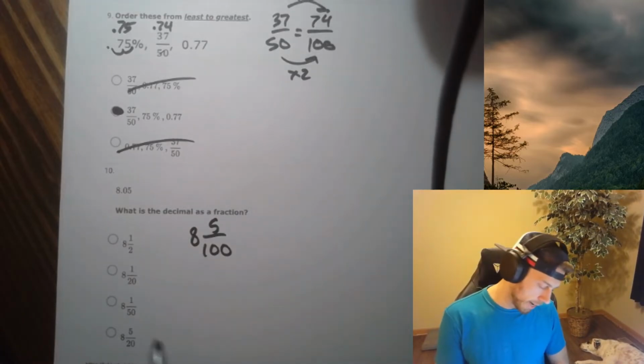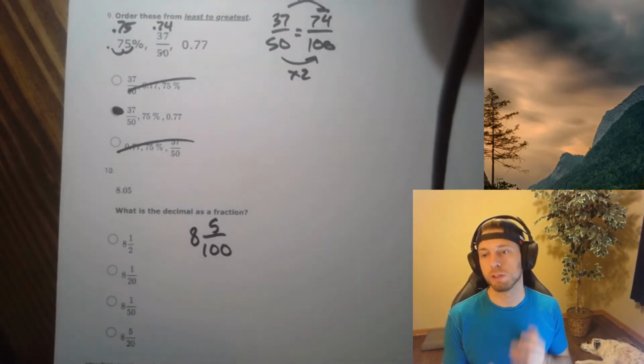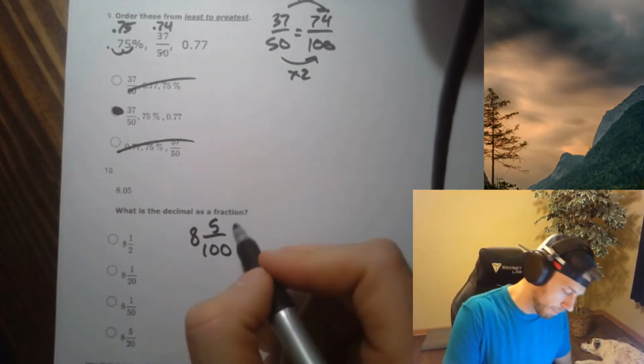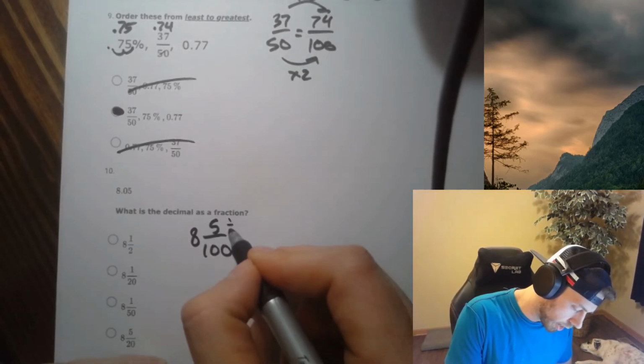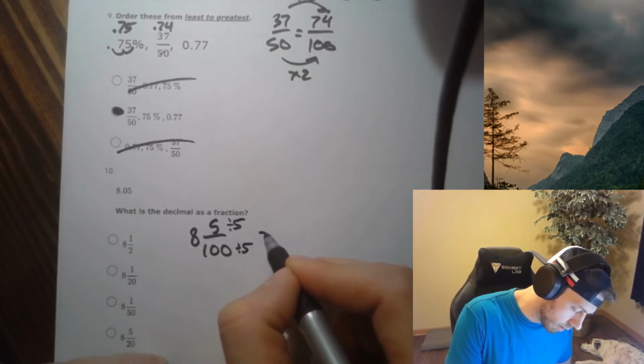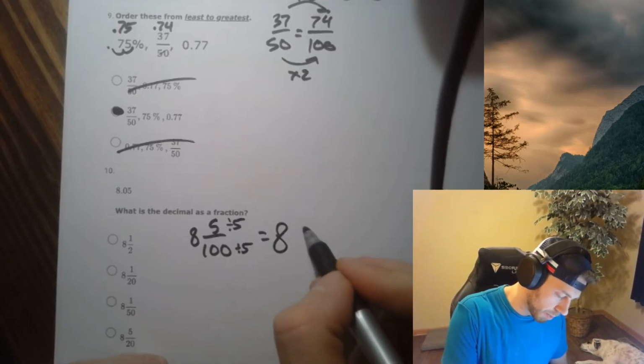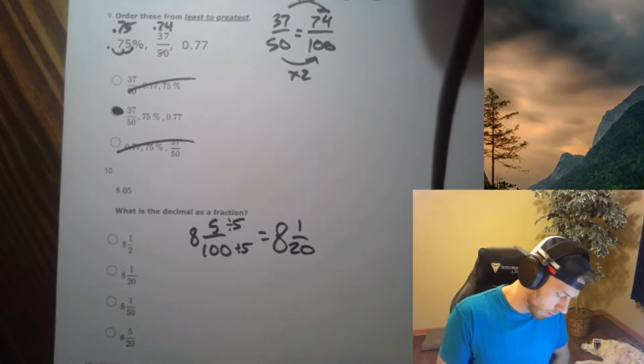Now, if I look on my answer key over here, I don't see 8 and 5 hundredths. Probably means it needs to be simplified. I know that a 5 and 100 share a common factor of 5. So that would give me not 8 and 5 hundredths, but 8 and 1/20th.